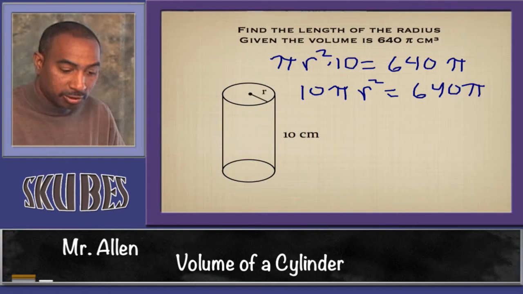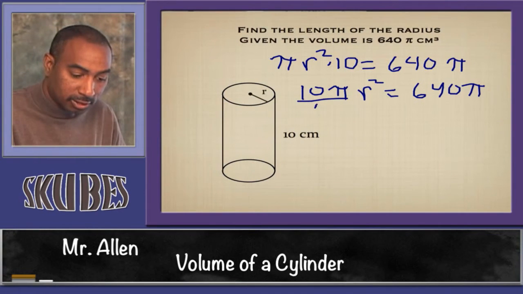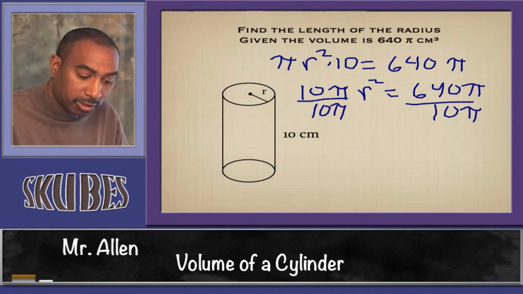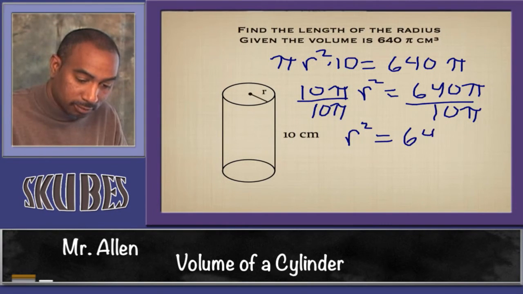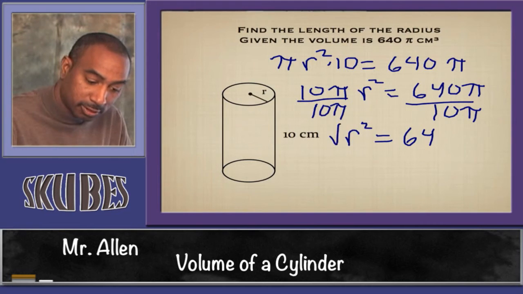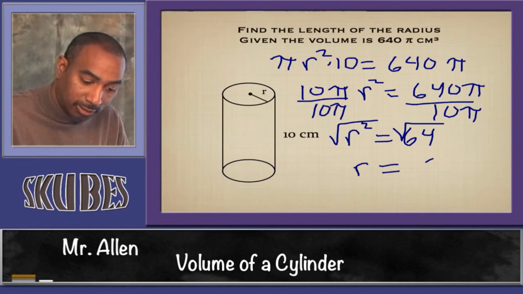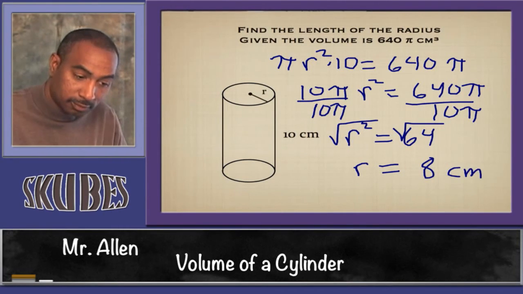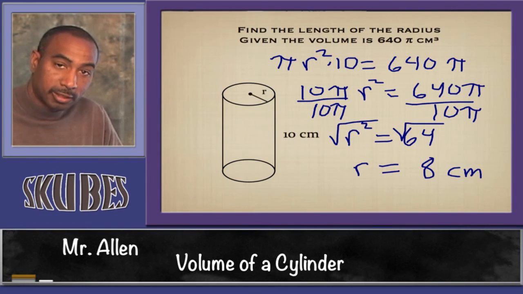And what you want to do is you're going to divide 10 pi to both sides. So you're going to wind up with r squared equals 64. And what you're going to do is take the square root to both sides. So the radius must equal 8. And we're talking centimeters. This concludes the lesson for today.